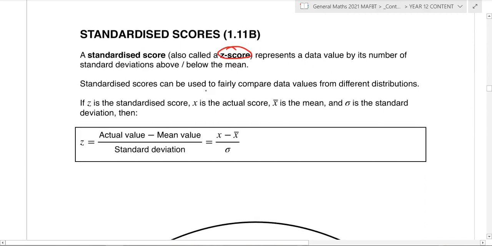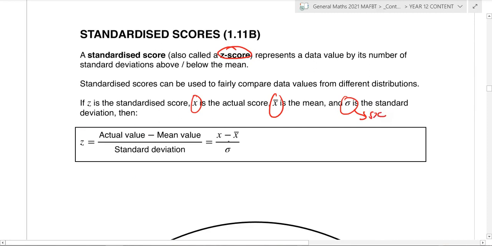Standardized scores can be used to fairly compare data values from different distributions. If Z is the standardized score, X is the actual score. These are important variables that you need to know. X with a dash on top, we've learned about this, is the mean. σ is the standard deviation, although in our calculators, remember that this is also Sx. So just keep that in mind in the calculator.